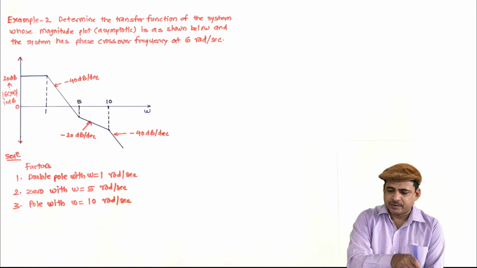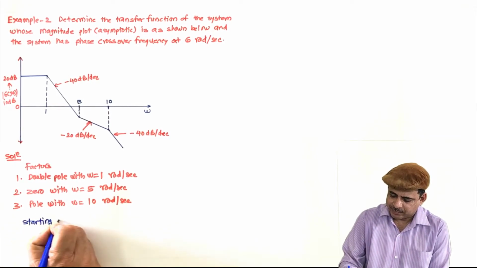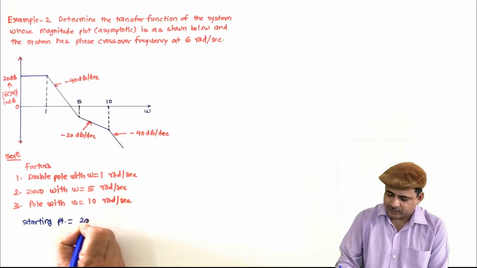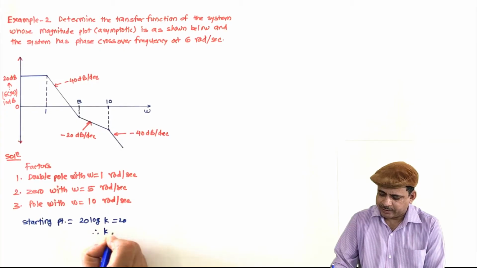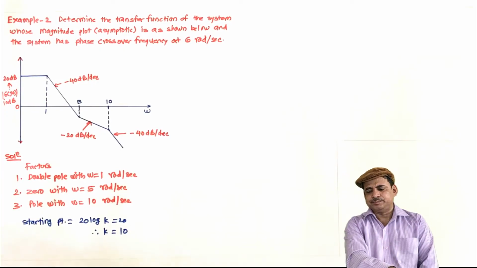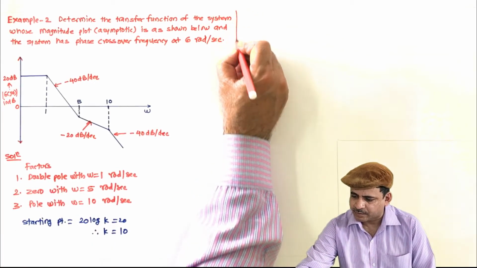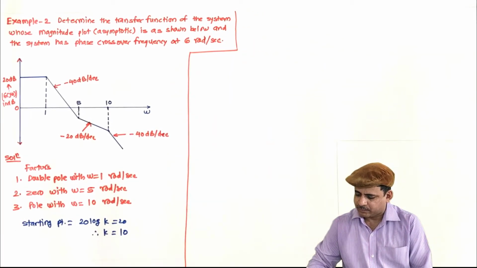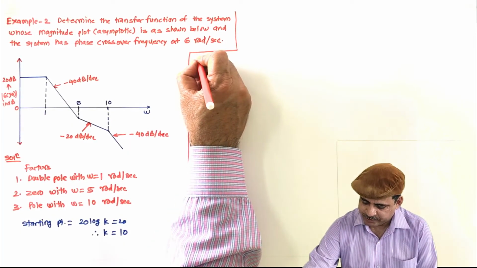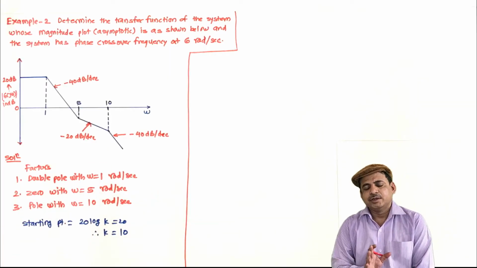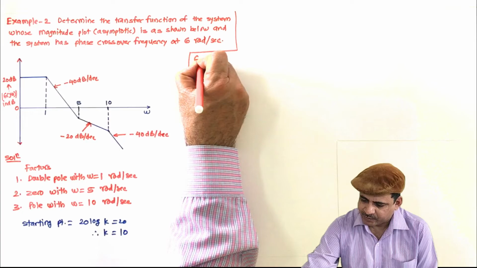And for k, the starting point is 20 log k equal to 20. So log k is equal to 1, so k is equal to 10. And that means we have g1 of j omega, because here we have the dead time as well. So let us first find out g1 of j omega.